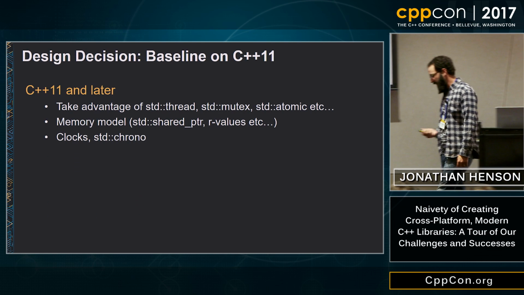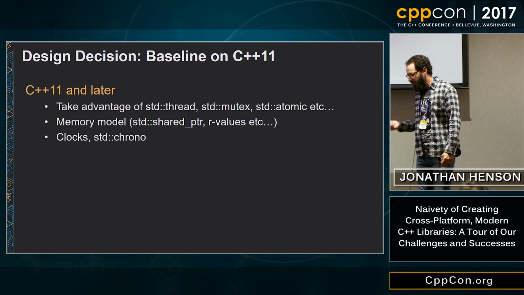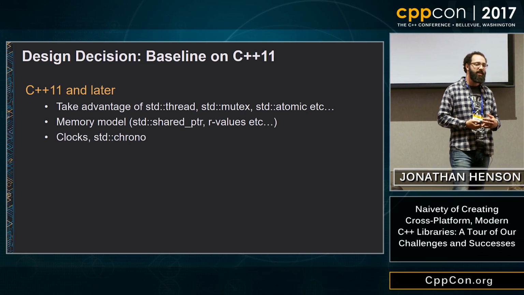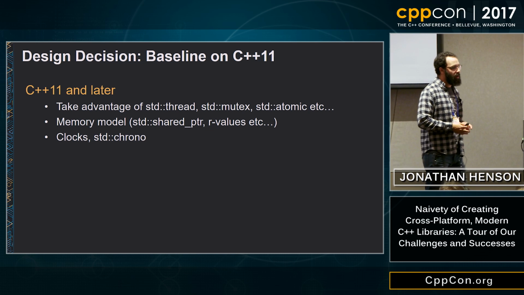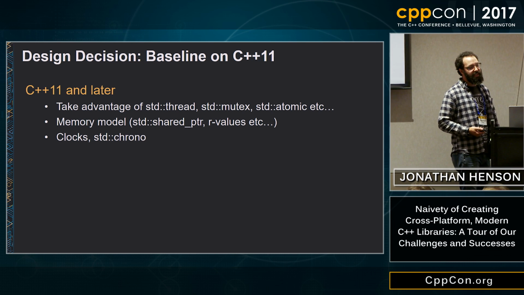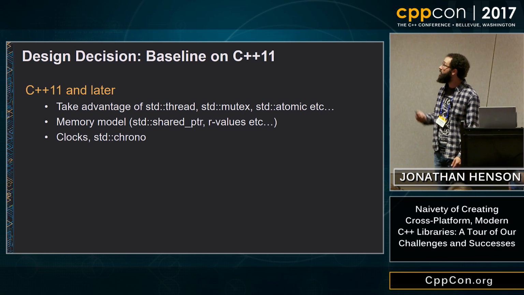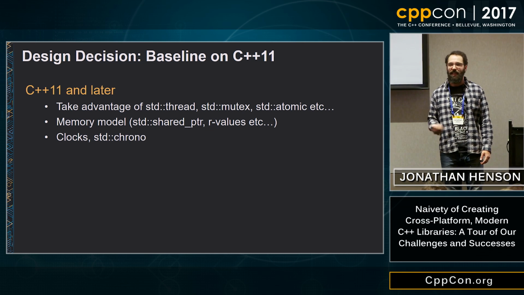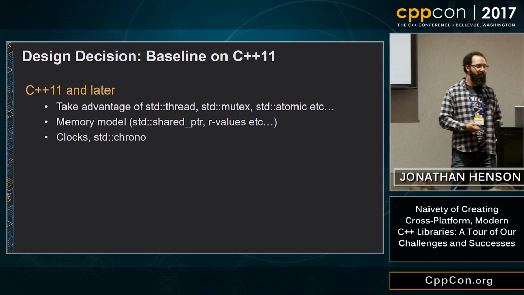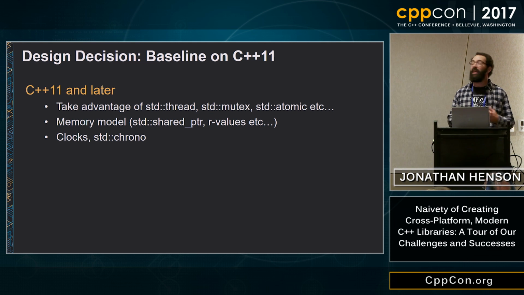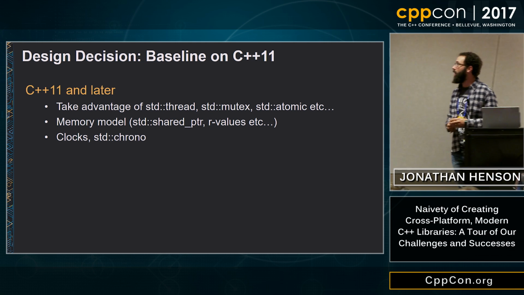The next decision we made, that I've already alluded to, is to baseline on C++11. We're not including this into a legacy code base, so we had free reign on it. And the main goal here was that we can take advantage of things such as standard thread and standard mutex and standard atomic that are painful to implement manually. This saves us time. This makes it far less likely that we're going to screw it up.